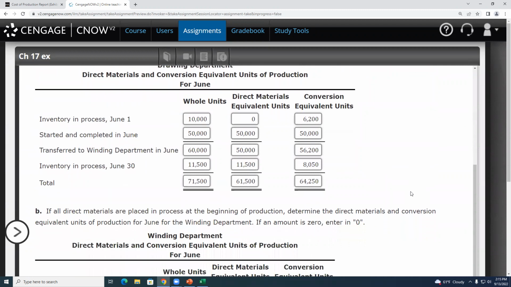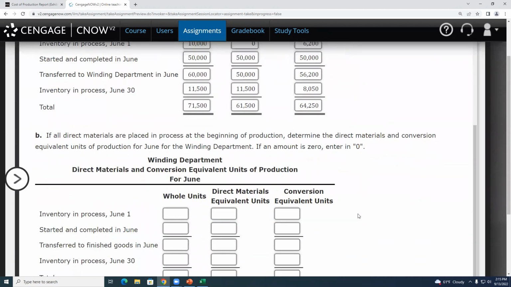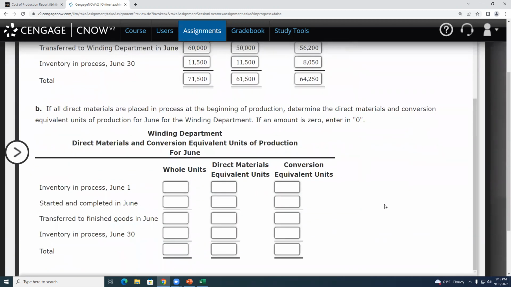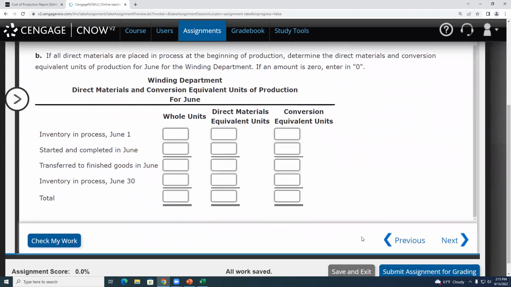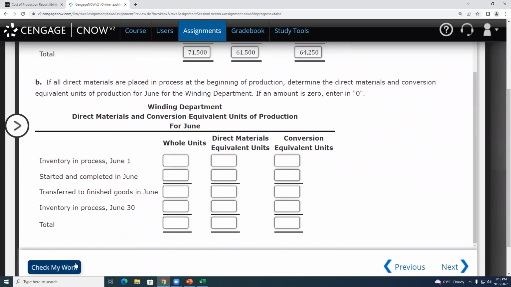Okay. So part B is for the winding department for the same period, June 1st. I'm going to pause the video and ask you to try part B on your own. You can use the check my work button. Once you've finished, you can restart the video, and I will briefly explain my answers that will be on the screen. So pause the video now and try part B on your own.